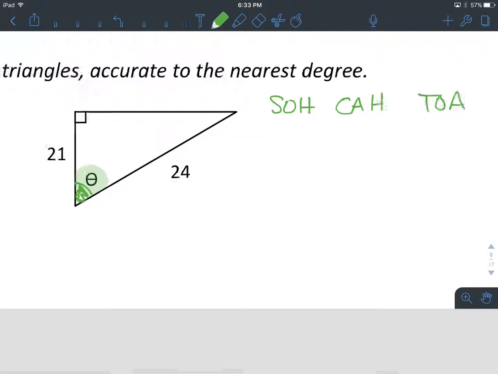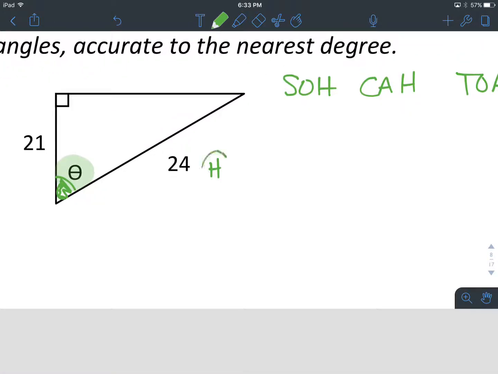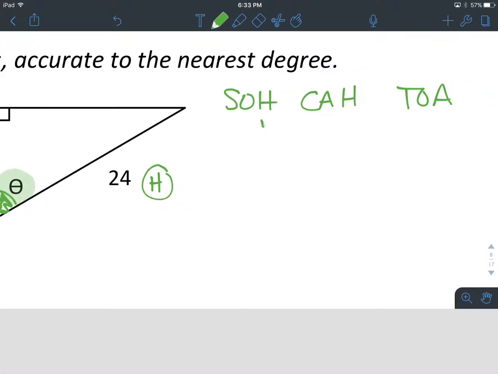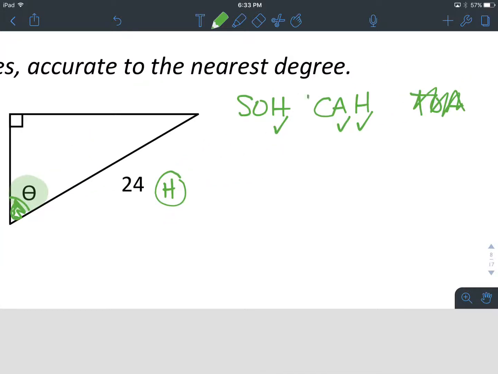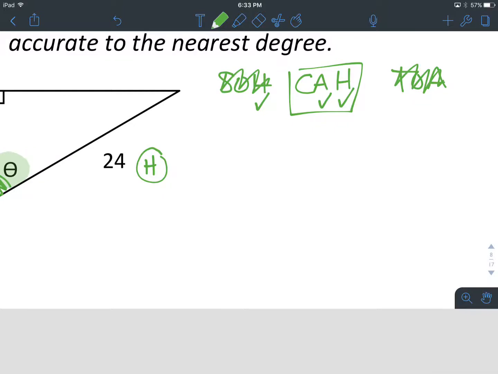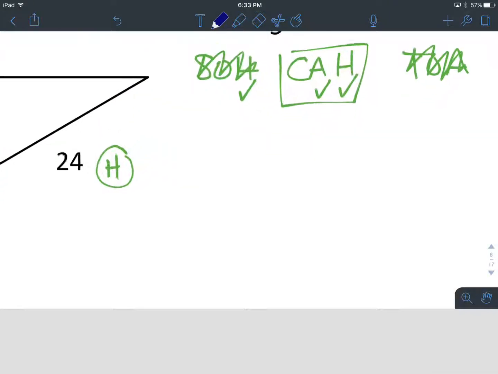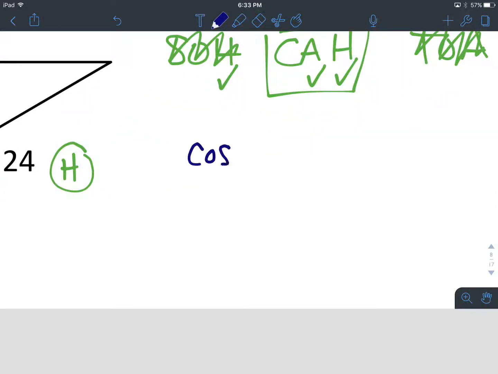So as in the other example, I have a hypotenuse, so I'm going to put some check marks here by the H's. TOA, out of luck again. And I've also been given the adjacent side this time. So I will be using the cos ratio. We're going to be using the cos ratio this time to work this triangle. So the cosine of angle theta is equal to the adjacent side over the hypotenuse.